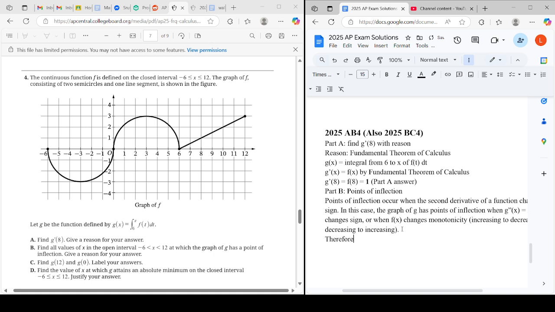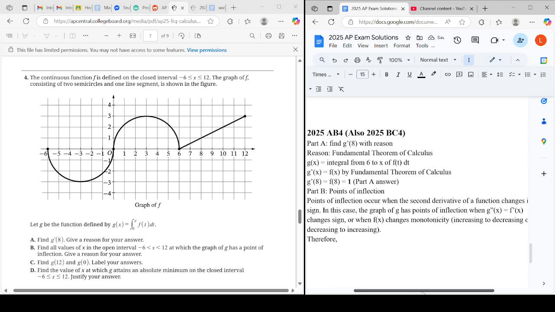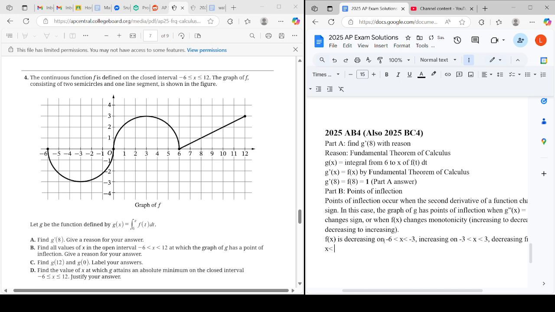Therefore, let's point out the monotonicity. f of x is decreasing from negative 6 to negative 3, the open interval, increasing from negative 3 to 3, decreasing from 3 to 6, and increasing finally from 6 to 12.